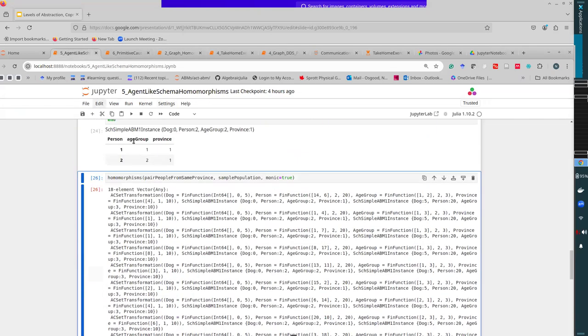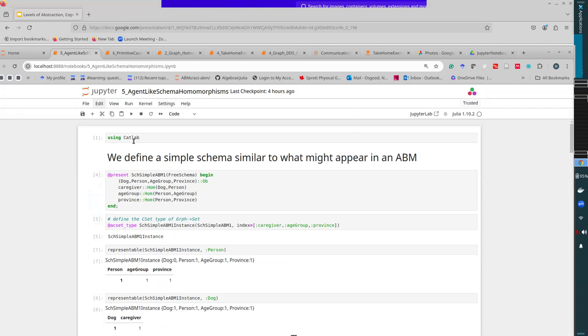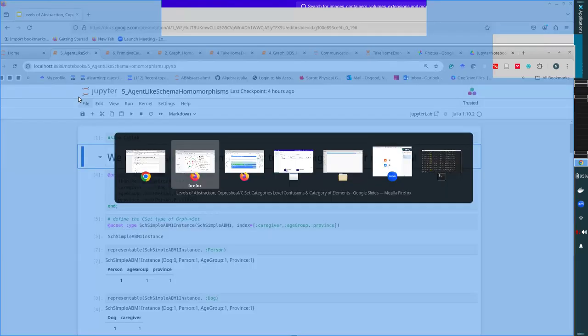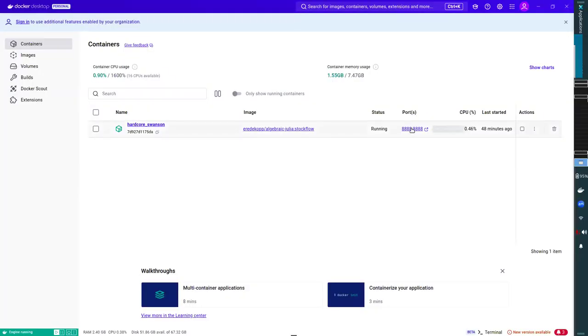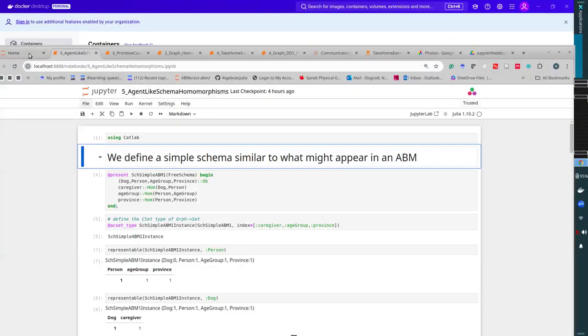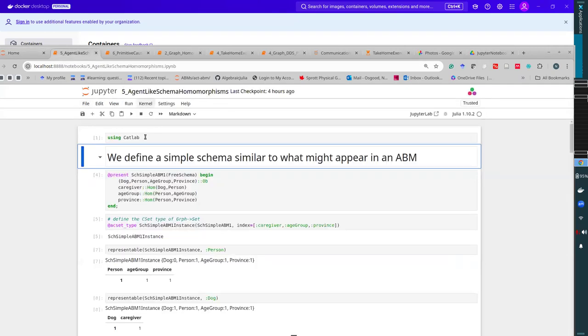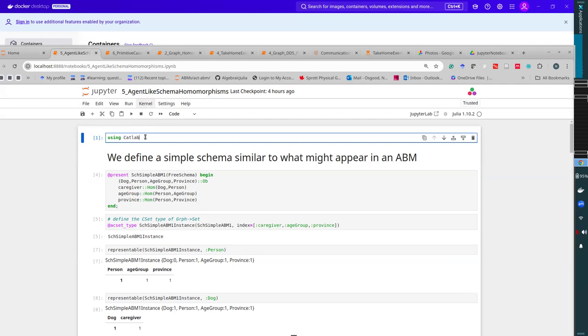And I'd like to open up now one of the things I posted to the Canvas site. Here we go. It's called Agent-like Schema Homomorphisms, right? Okay. So I'm opening it up and I've got it running in my Docker container. I connected to it and it opened it up. Having reached there, I have this agent-like schema homomorphisms, okay? And we're going to be following this along. Are we good with this?